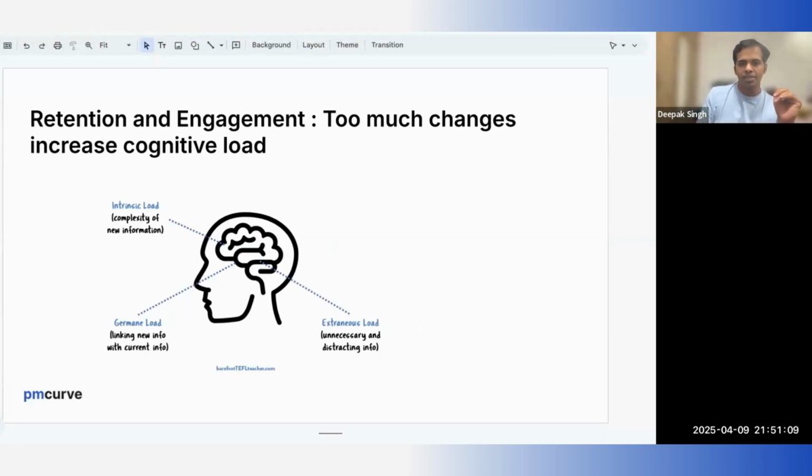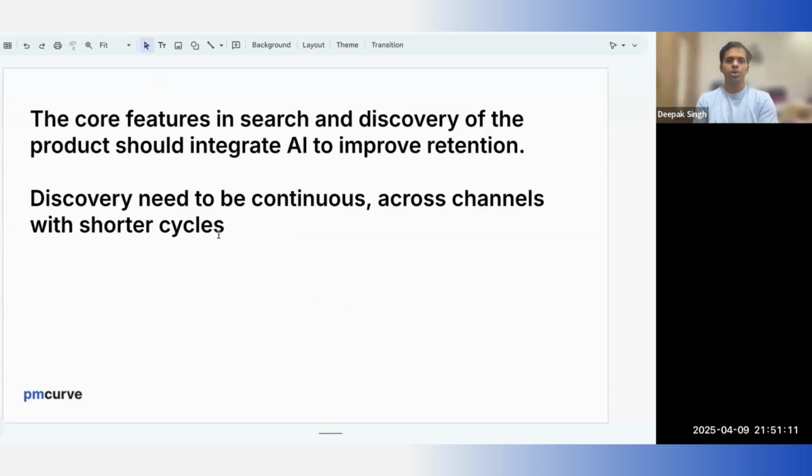So that's broadly retention and engagement. Now, the core features. Just to summarize what we talked about, the core features in search and discovery, or core features for that matter for your entire product, you should reassess whether they should integrate AI to improve overall value and retention.